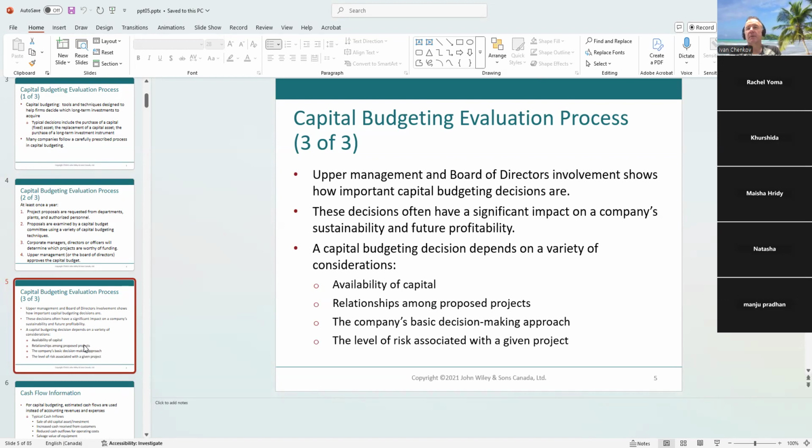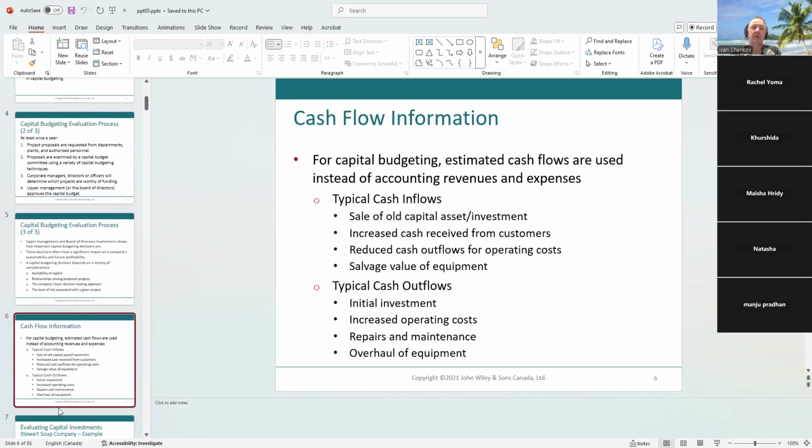Basic decision making. What are we going to base those decisions on? Based on the return, based on the cost of the asset, what exactly are we going to look for? And the other thing will be the level of risk that we are willing to take. Obviously, more risky projects, more return; less risky projects, less return.